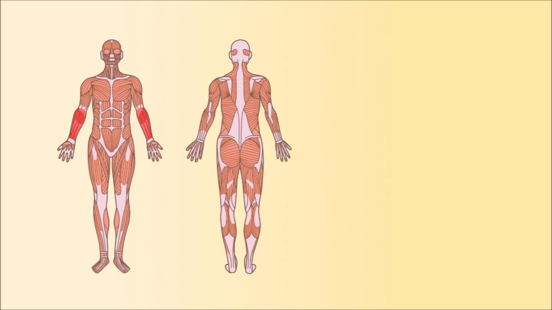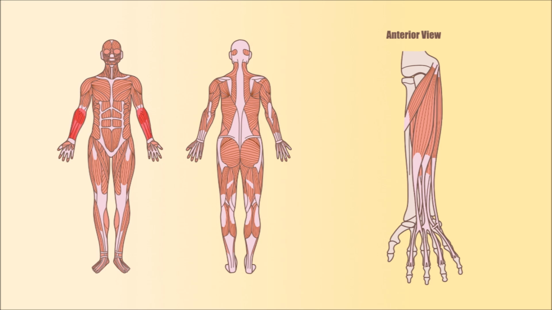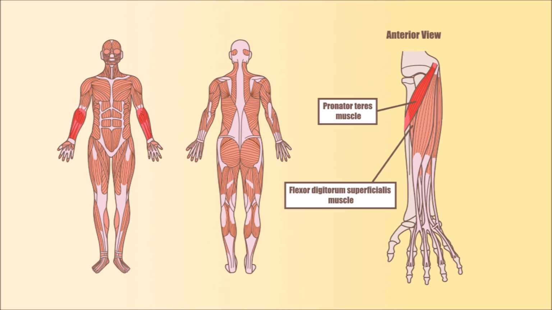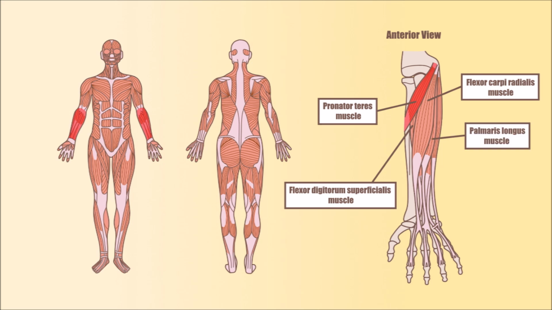To get a closer look at this muscle, we need to take a look at the superficial muscles of the interior surface of the right forearm. Here, highlighted in red, is the Pronator Teres muscle. The other muscles located here are the flexor digitorum superficialis muscle, the flexor carpi radialis muscle, the palmaris longus muscle, and the flexor carpi ulnaris muscle.